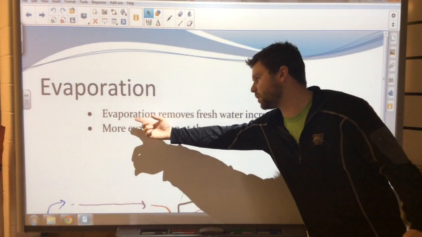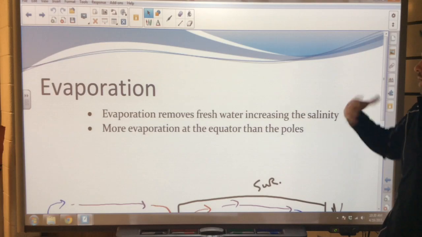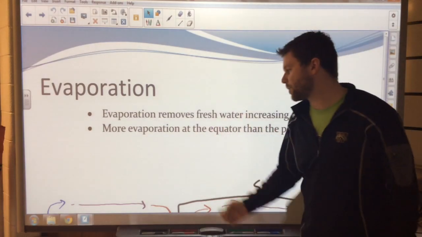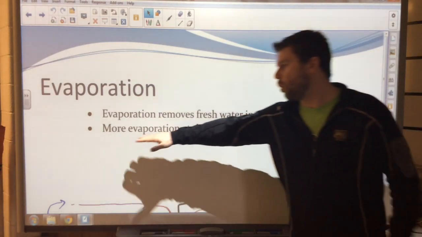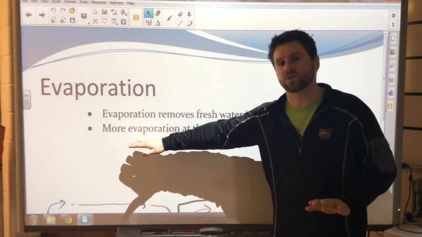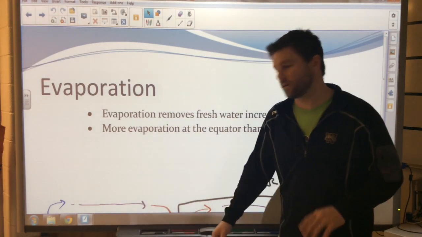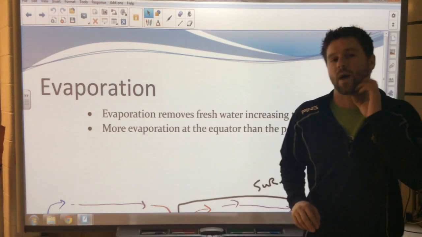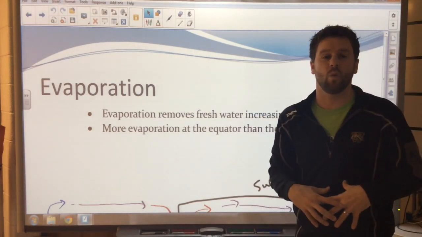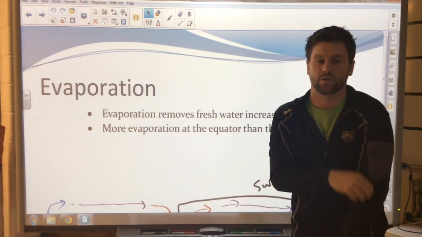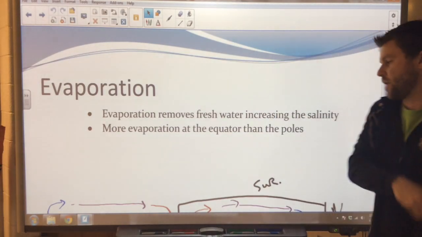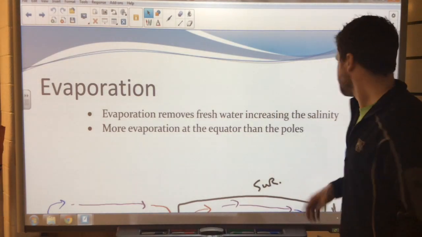Evaporation, right? Very simple. Evaporation removes fresh water and increases the salinity. More evaporation at the equator than at the poles. Why? Because there's more direct sunlight at the equator, which means the water is going to evaporate out of there faster than it will at the poles. Okay, so we have saltier water there.